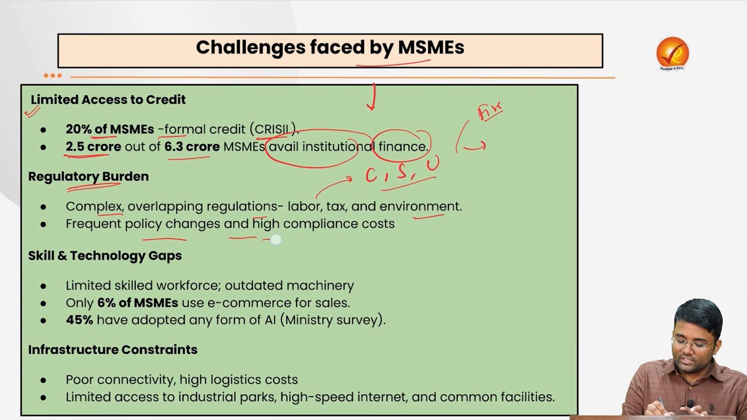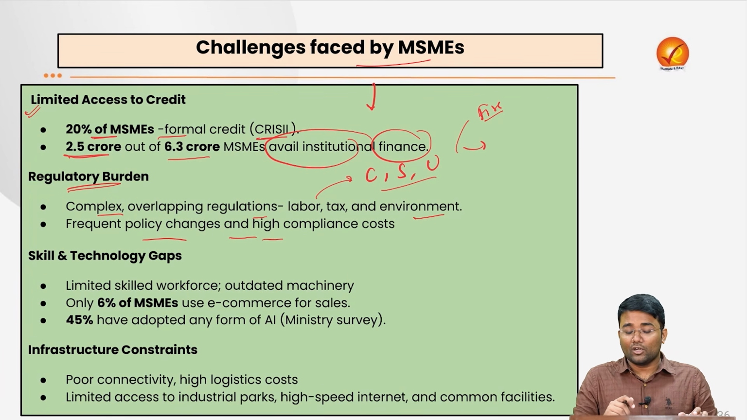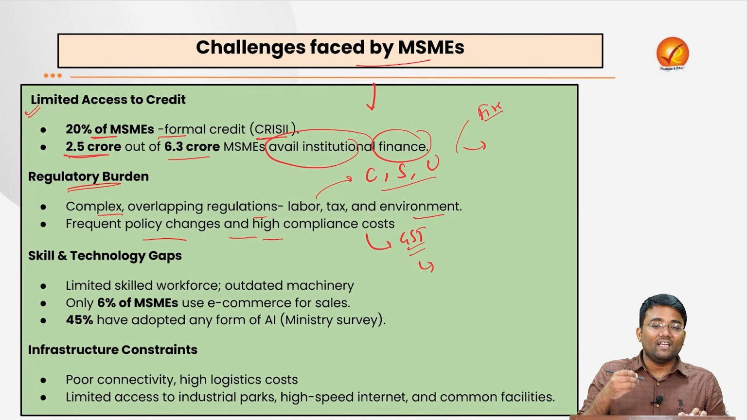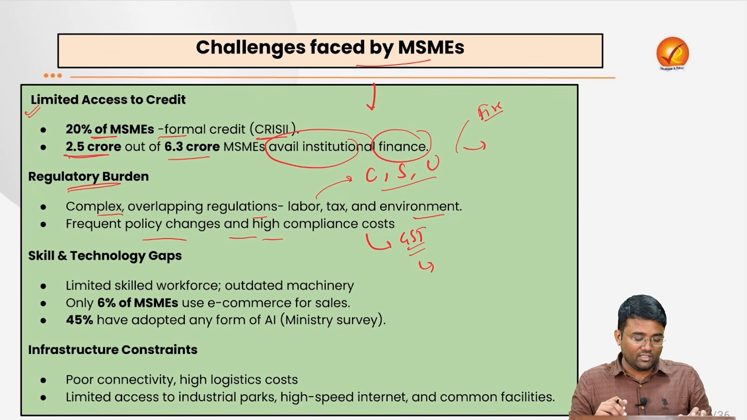Also, frequent policy changes and high compliance cost. For example, the GST rates that were much higher have been rationalized recently with the next generation reforms.